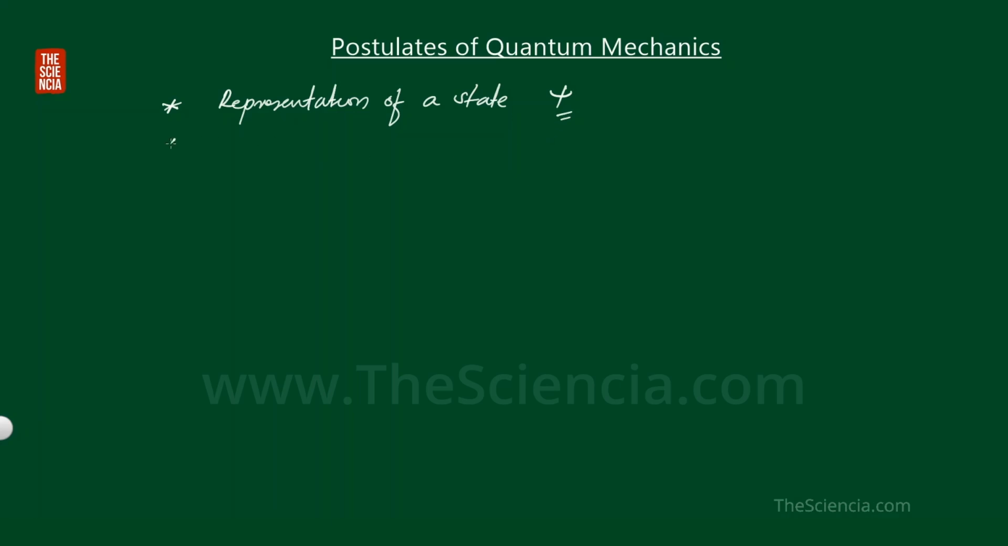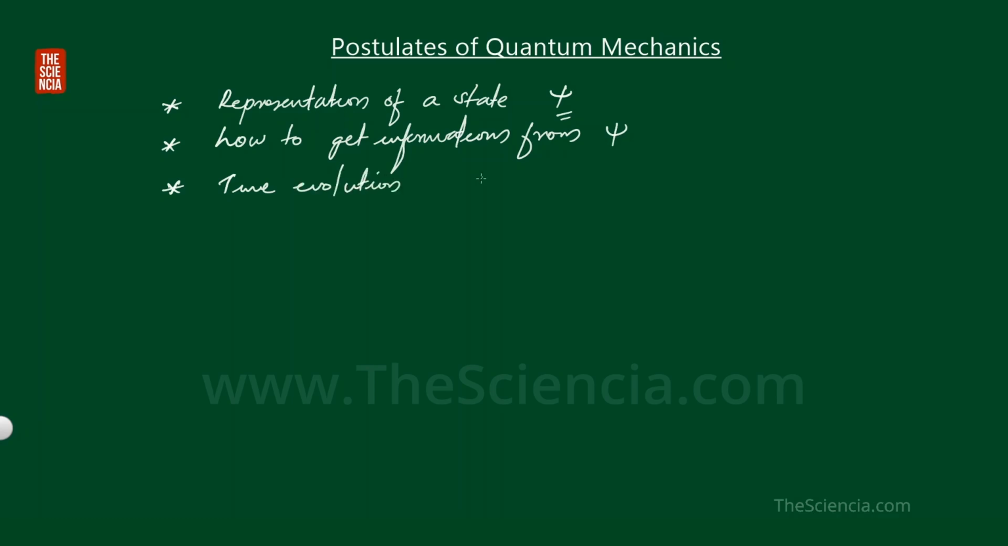Okay. And another thing is how to get information from psi. So if we know the wave function psi, then we can extract all the information about the particle, like its momentum, its energy, its position, etc. And the third postulate is regarding the time evolution. This also we already discussed, that if we have a wave function at time equal to 0, we can find out that wave function at a time t.